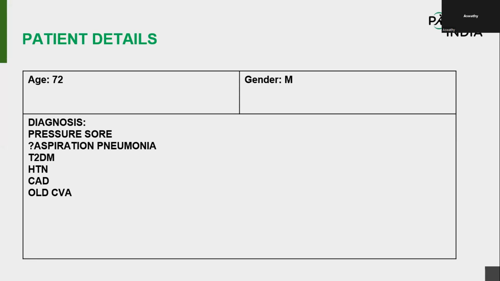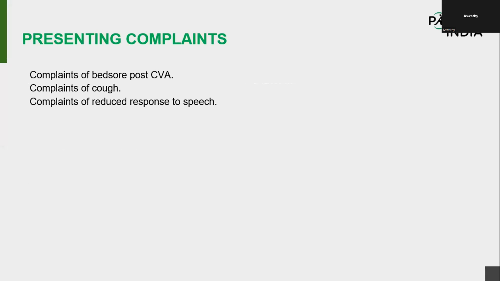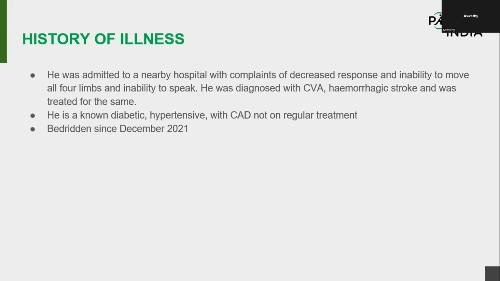My patient is a 72-year-old male, diagnosed with pressure sore and aspiration pneumonia, type 2 diabetes mellitus, hypertension, and an old CVA. Present complaints are bed sore, cough, and reduced response of speech. History of illness: he was admitted to a nearby hospital with decreased response and inability to move all four limbs and inability to speak. He was diagnosed with CVA, hemorrhagic stroke, and was treated for the same. He is hypertensive with CAD, not on regular treatment, bedridden since December 2021.